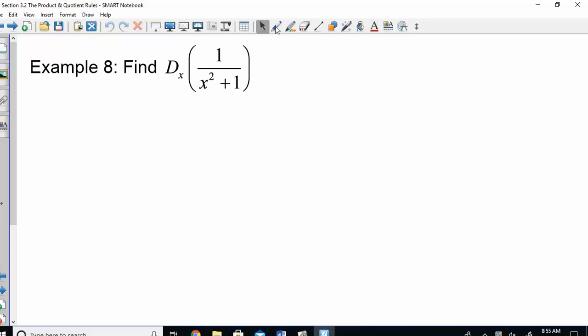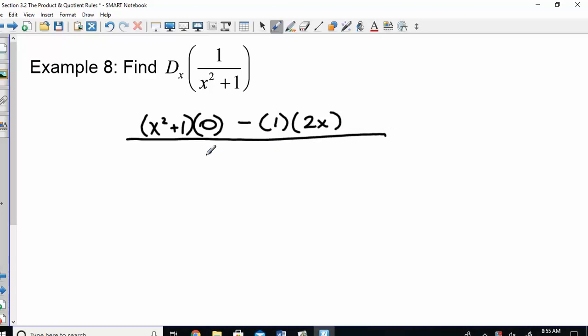So quotient rule is low, so the bottom, d high. What is the derivative of the top? 0. Minus high, so the top, d low, derivative of the bottom? Over low squared.